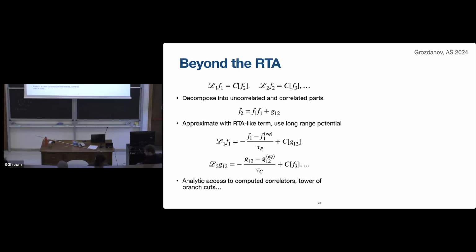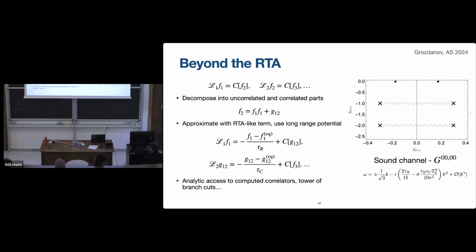Right, and okay, so the nice thing about all this is you then have some access to these computed correlators. There's this tower of branch cuts. So we've only computed to the second level, but this is just the sound channel. Here are the sound modes. This is in 3+1 dimensions with some small attenuation. You have the branch cut from standard RTA.